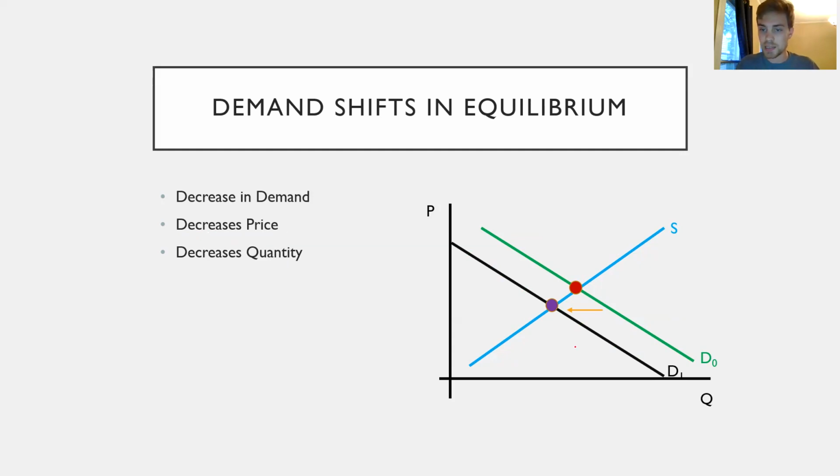Well, that's going to have the exact opposite effect. Again, we're going to start at this original demand, D0, this green demand, shift it to the left to get this new demand, the black line, D1. And then that will give us a new equilibrium point. Again, the purple dot, that's at a lower price and a lower quantity. So we can say a decrease in demand, all things equal, is going to decrease price and decrease quantity.